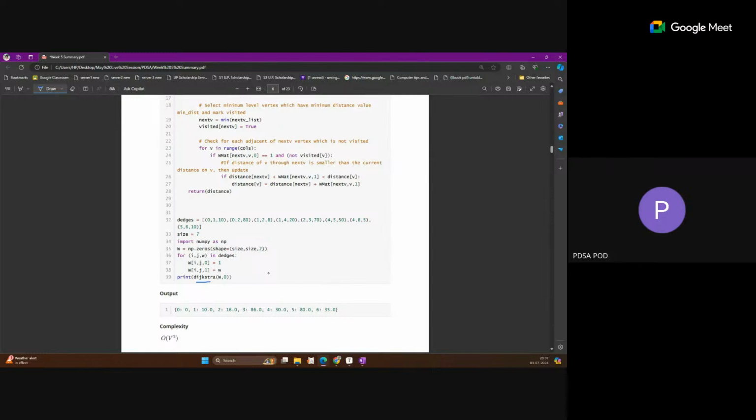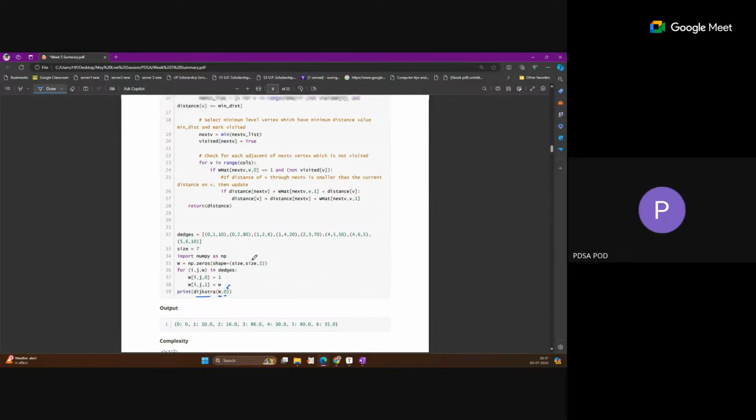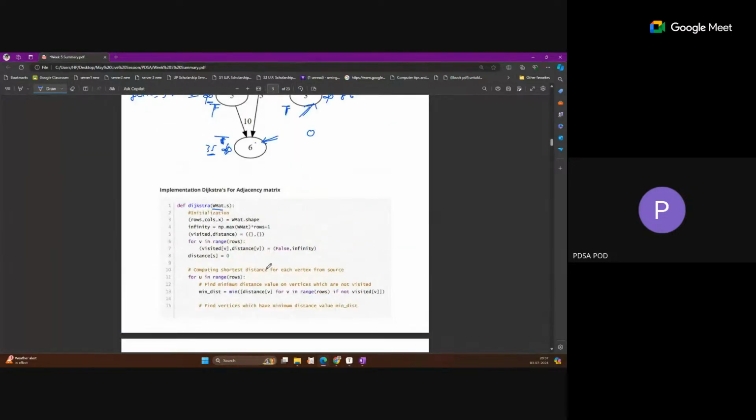So this is the Dijkstra algorithm, W and 0. This second value is the source vertex, 0. Here W is that matrix which is created by numpy, and it contains 3 dimensions. So that is actually rows and columns.